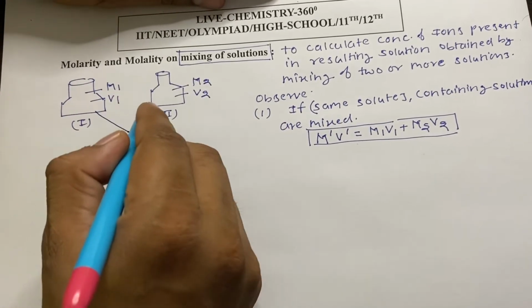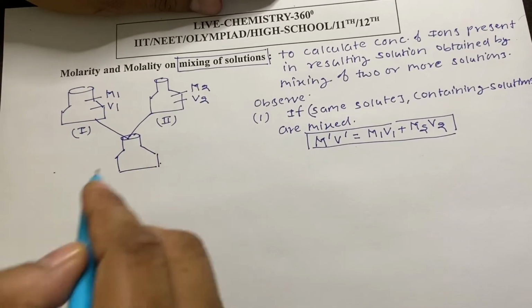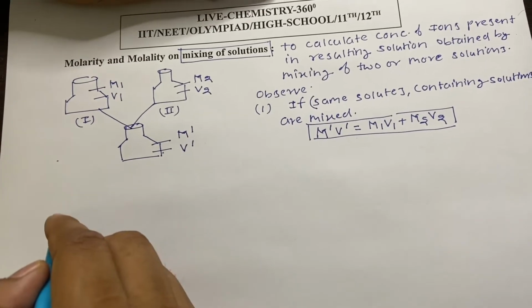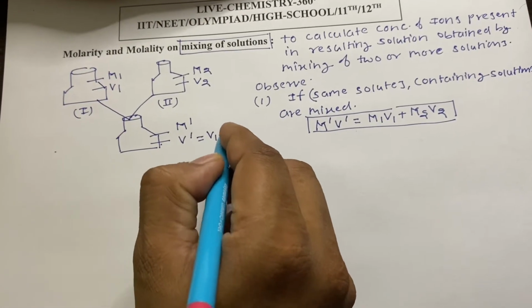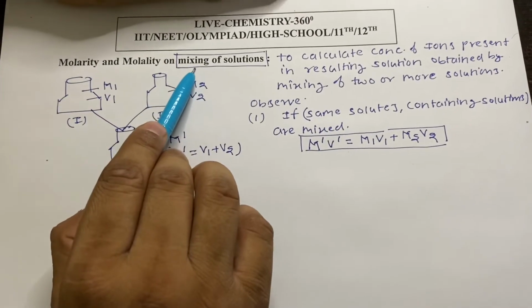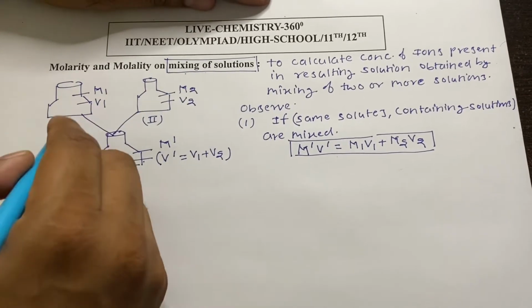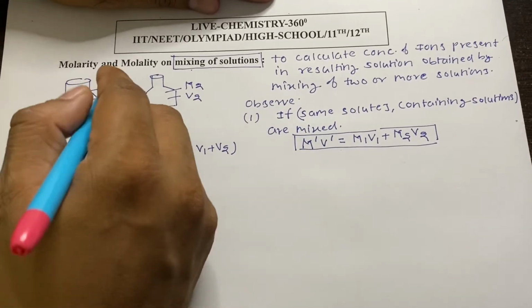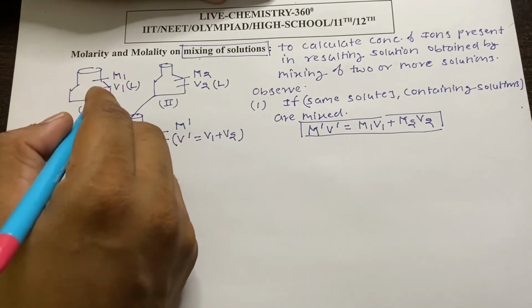So when we are mixing these solutions to get a resulting solution having the molarity M dash and the volume V dash, first of all we are assuming the solutions are ideal, so V dash will be equal to V1 plus V2, so volume will be additive. While dealing with the problems related to the mixing of solution, in each case we have to find the moles of each species. So in this case we will calculate the moles coming from each solution.